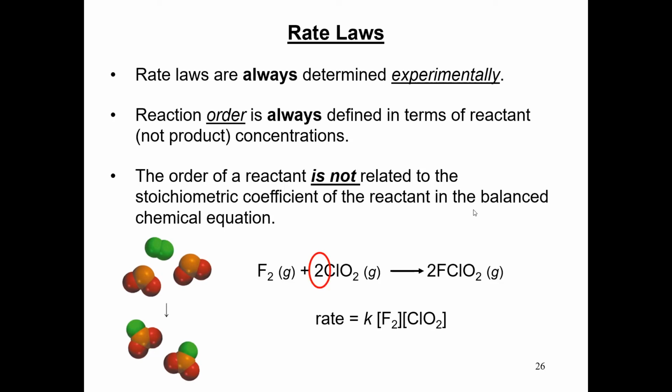However, if you look at the coefficient in the equation, it is 2 for chlorine dioxide. And again, although it is implicit, we don't write the exponent 1, we know that the exponent that would go in here is 1. Therefore, you can see that the order with respect to that reactant is not related to the stoichiometric coefficient in the balanced equation.